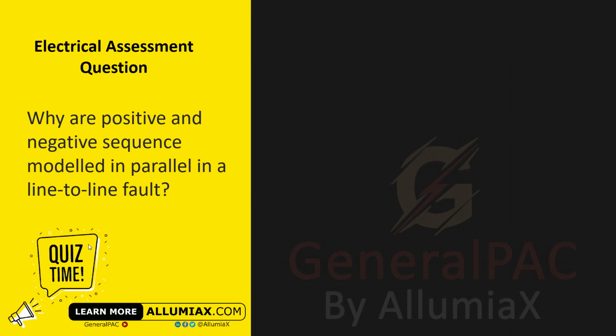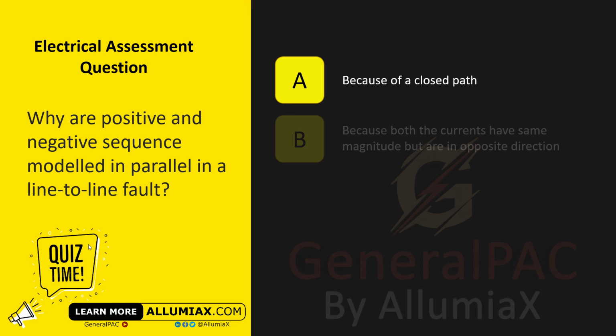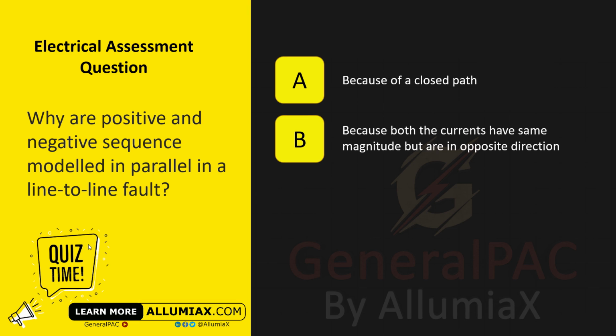Why are positive and negative sequence modeled in parallel in a line-to-line fault? A. Because of a closed path. B. Because both currents have the same magnitude but are in opposite direction. C. None.